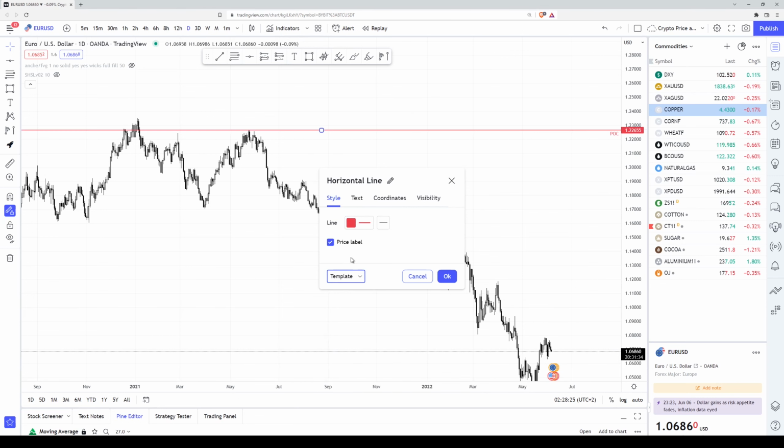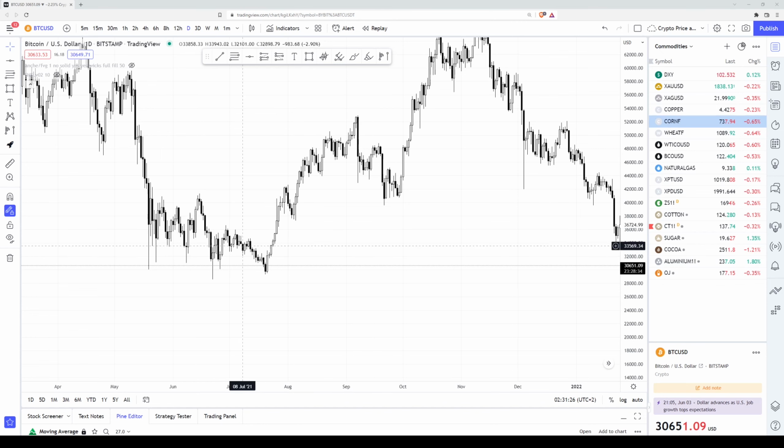And also, if we look at the point of control, there is a specific template that I saved for this, at which the line is a bit thicker, as you can see. It's a bit thicker and it's in red. The reason I do this is all on a visual basis, so that I'm able to see the point of control quicker than the rest.